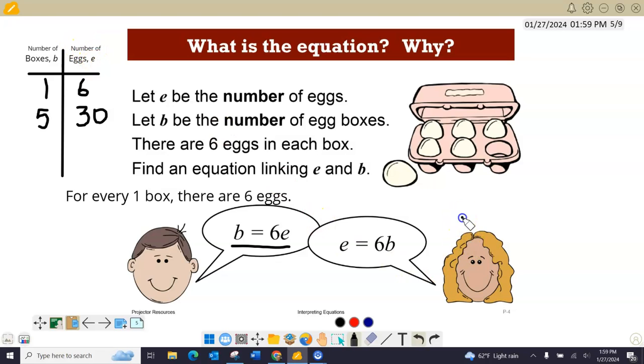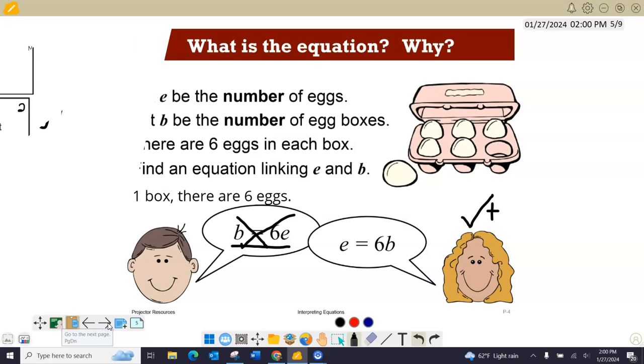So Sally Bob, check mark over here, check plus, put a plus there. Yes, good job, Sally Bob. So that is correct. 6 times the number of boxes equals E. This is not correct. This is incorrect there. So let's take a look at something else.